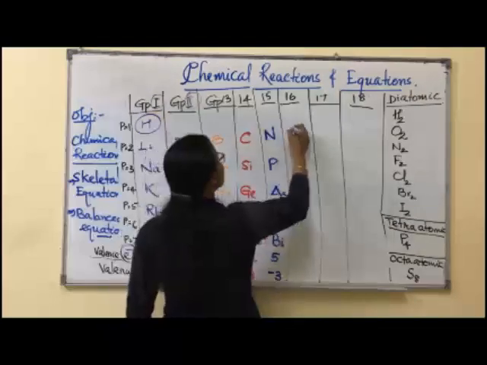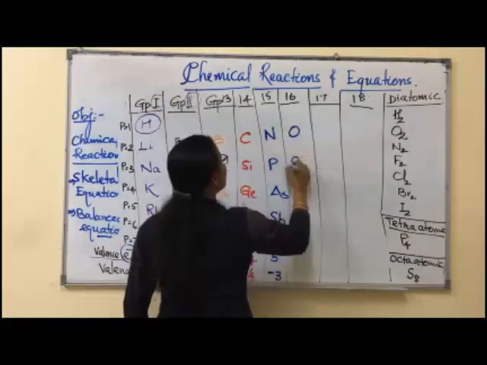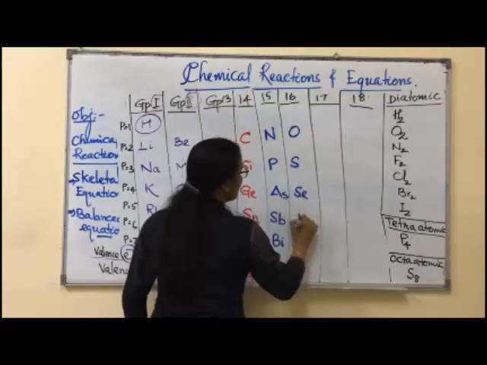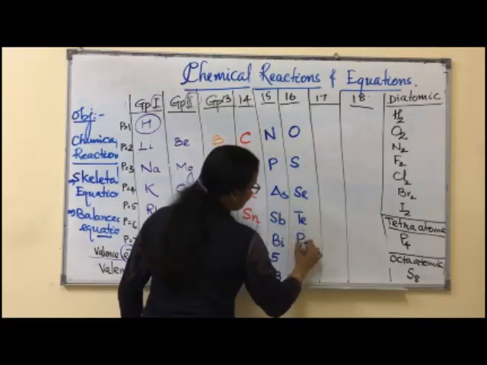Then group 16 will be oxygen, sulfur, selenium, tellurium and polonium.